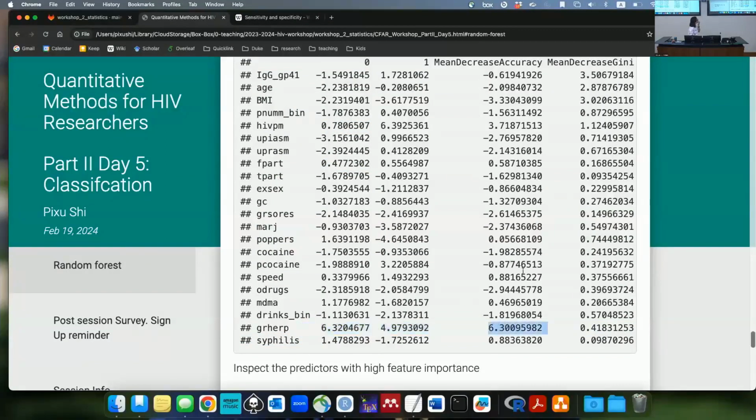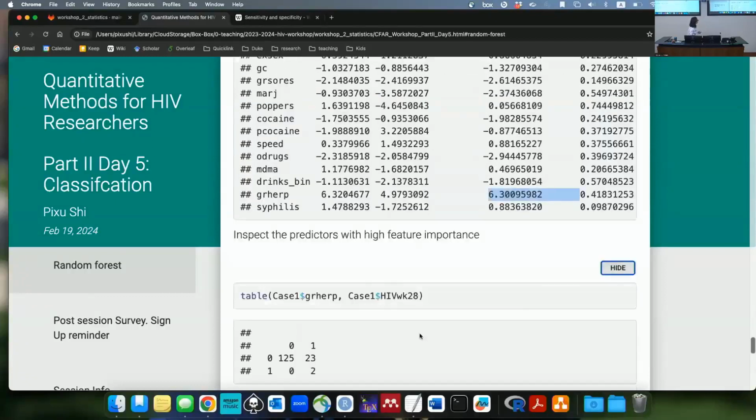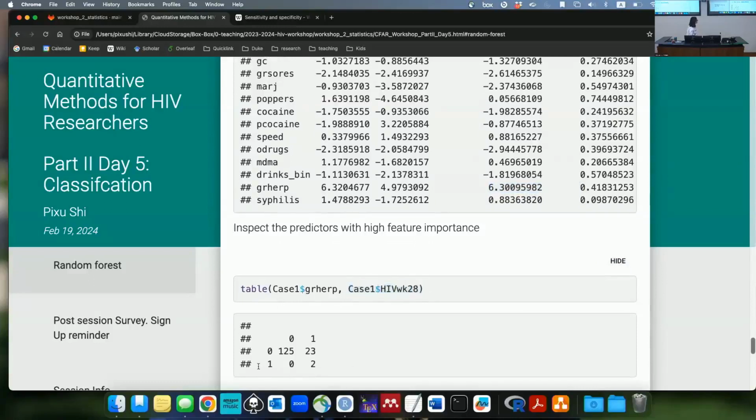And this is the average decrease in accuracy over all of the trees. So it's also the bigger the better. This one is the most important one. And if you inspect them, this is tabulating that variable, positive or negative, against infected or not. You can see that all of the patients who have a positive value for this are HIV positive. So that's why this variable has a larger feature importance.